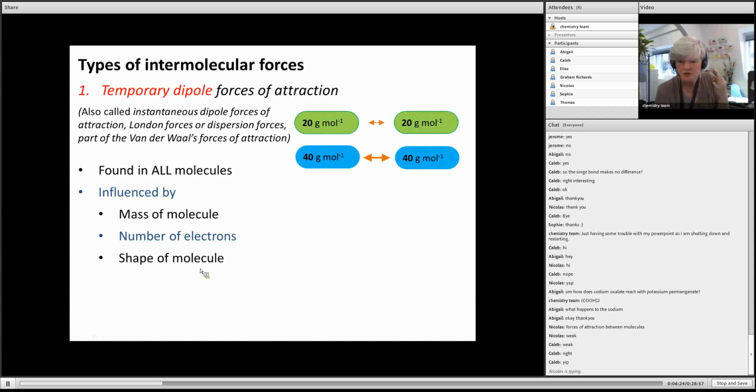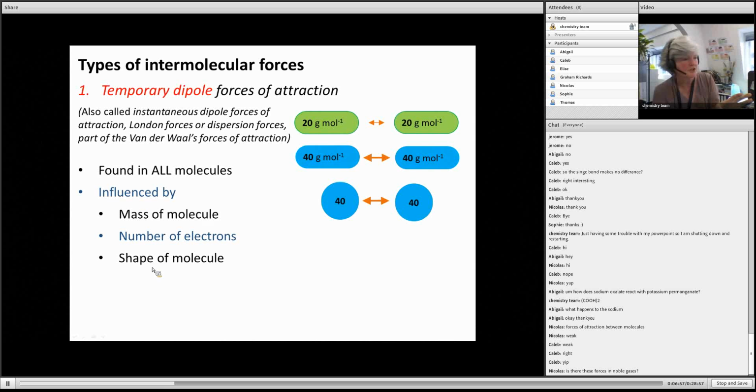And so if you're comparing the boiling point of water and oxygen, you would be talking about the mass of water compared to the mass of oxygen. Water is lighter than oxygen, because water is 18, oxygen is 32. So oxygen will have bigger temporary dipole forces of attraction than water. Okay, but water still has these forces of attraction.